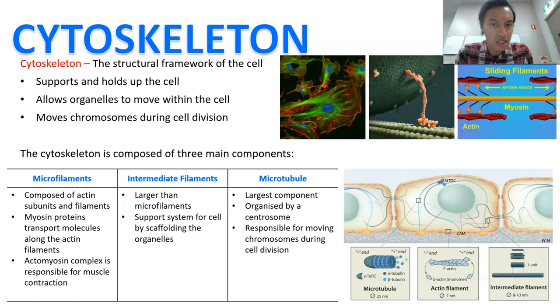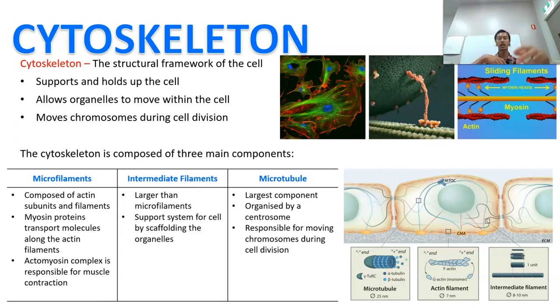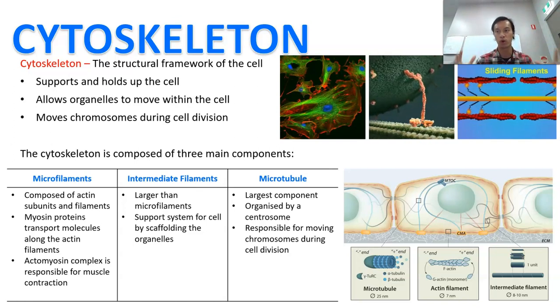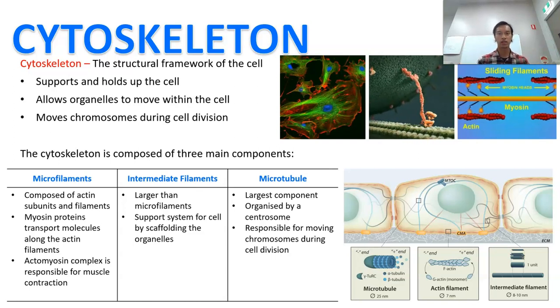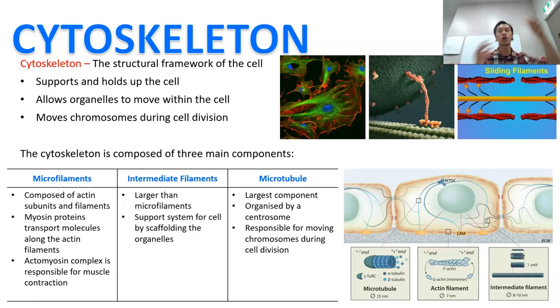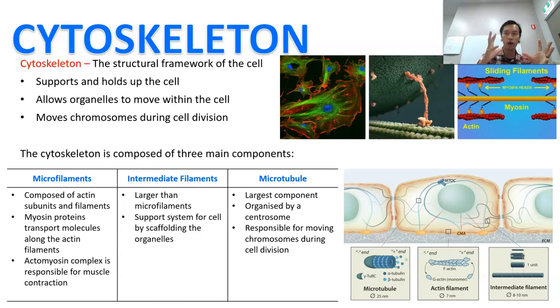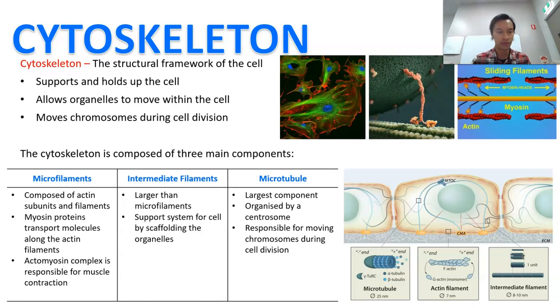Okay, let's take a look at the next one, the cytoskeleton. Now, the cytoskeleton is not a single organelle, but it's actually a whole structural framework of the cell. It supports and holds up the cell and allows organelles to move around within the cell, and it moves the chromosomes during cell division. Turns out, your organelles don't just float in the cell, but there's a whole bunch of scaffolding and framework that allows them to move around via these particular mechanisms, okay?